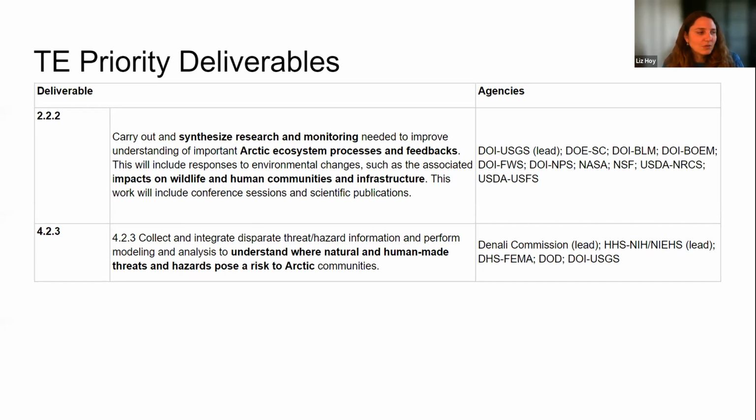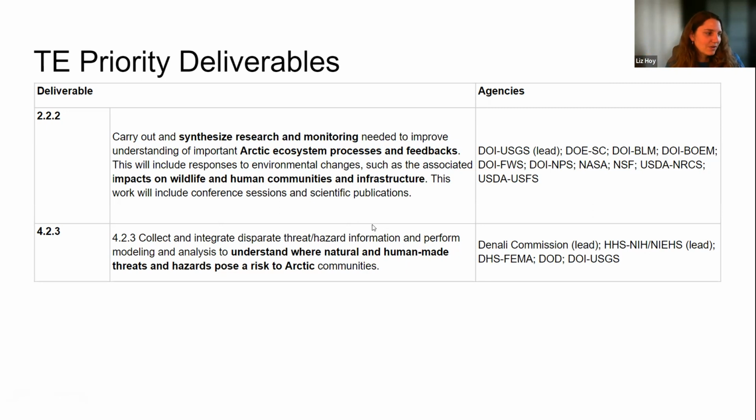And so we've identified some of the deliverables in the biennial implementation plan where our team is called out. And we want to think about, as a community, are there ways we could move any of these goals forward?